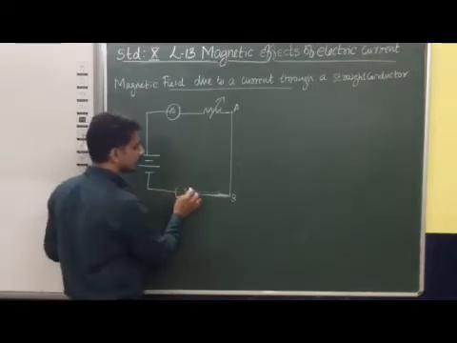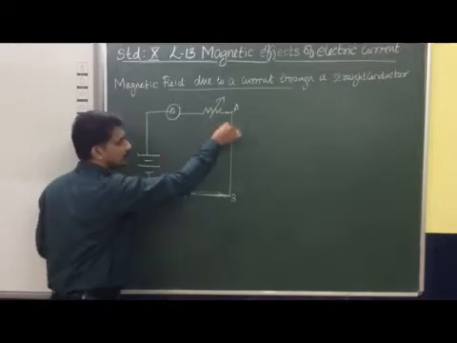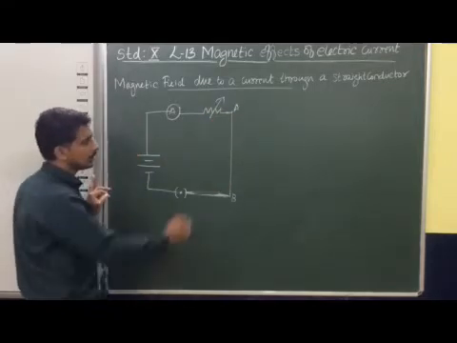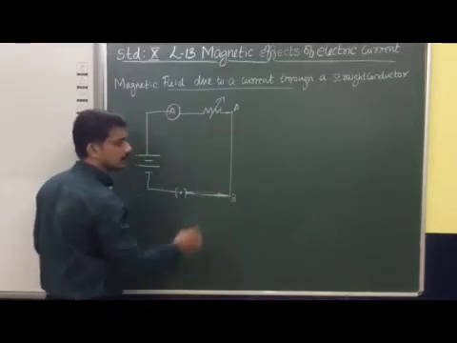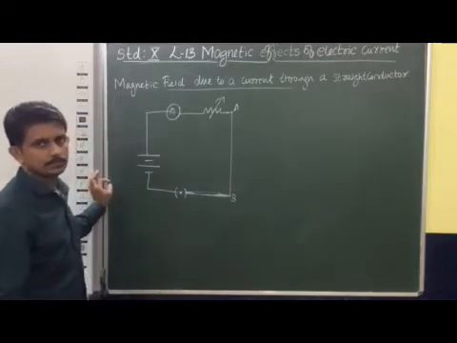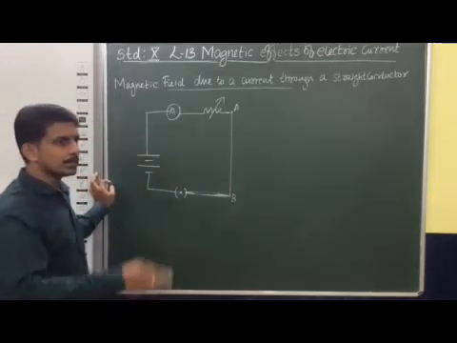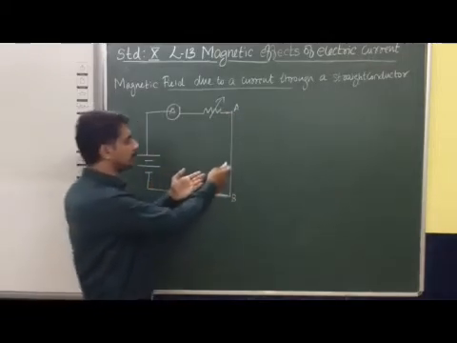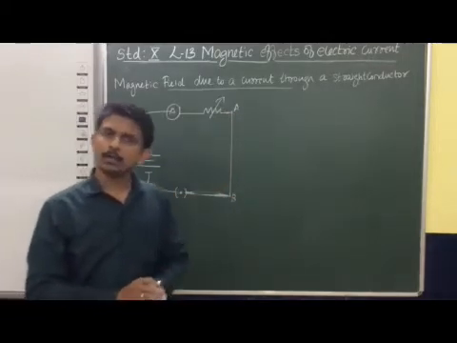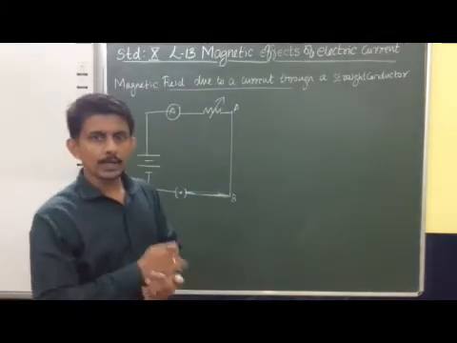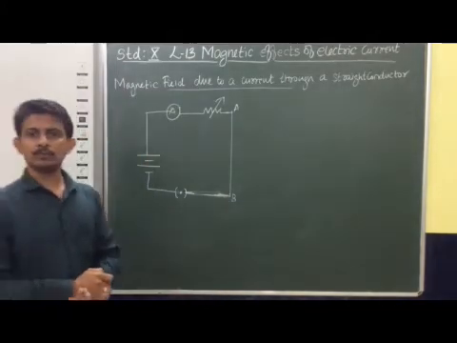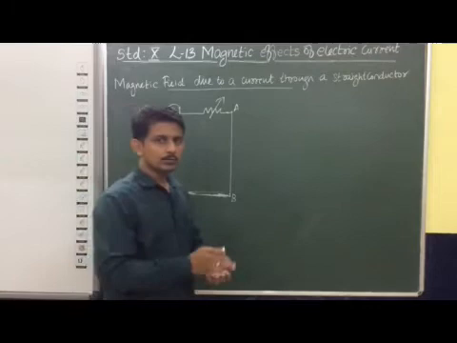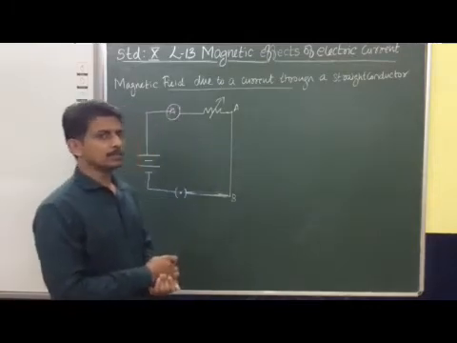When the switch is closed, we know current is passing through this conductor AB, and this conductor AB acts as a magnet. If conductor AB acts as a magnet, it means there is a magnetic field, and corresponding magnetic field lines are also there. How can we demonstrate the formation of the magnetic field lines? In order to understand this, we have to perform a simple activity.